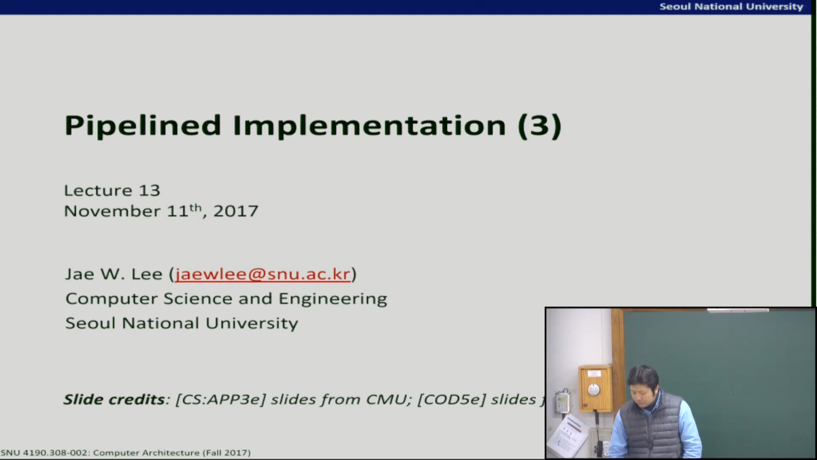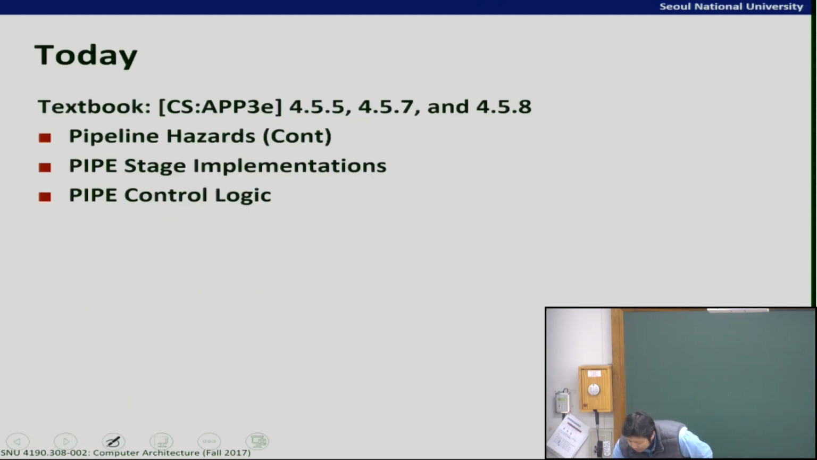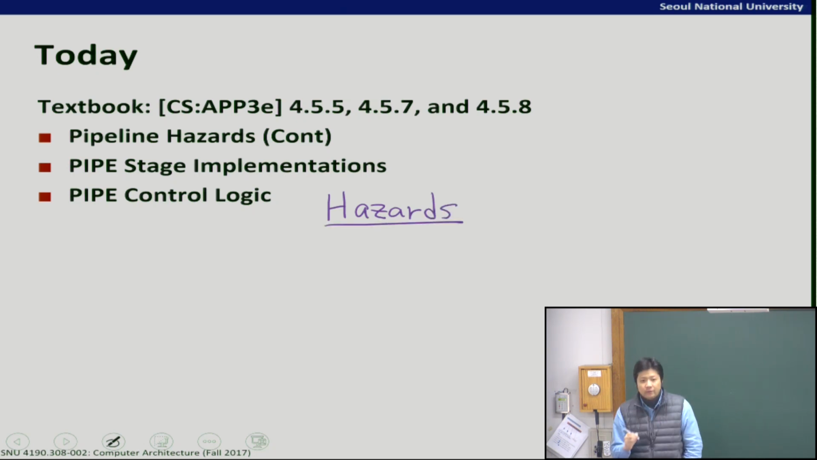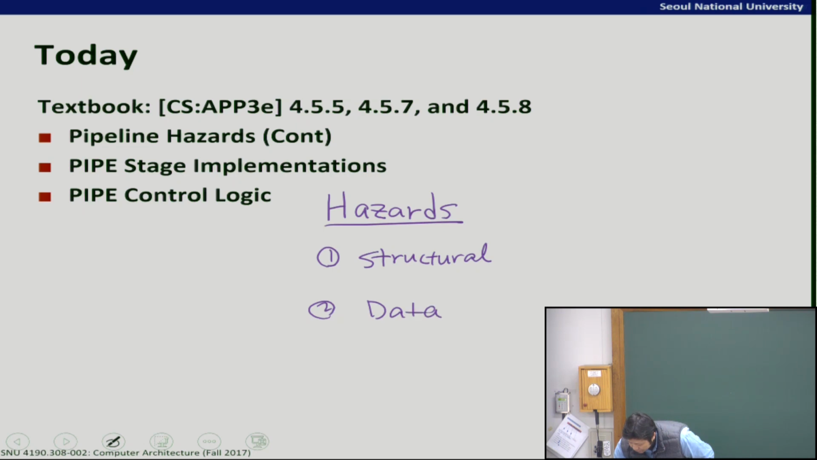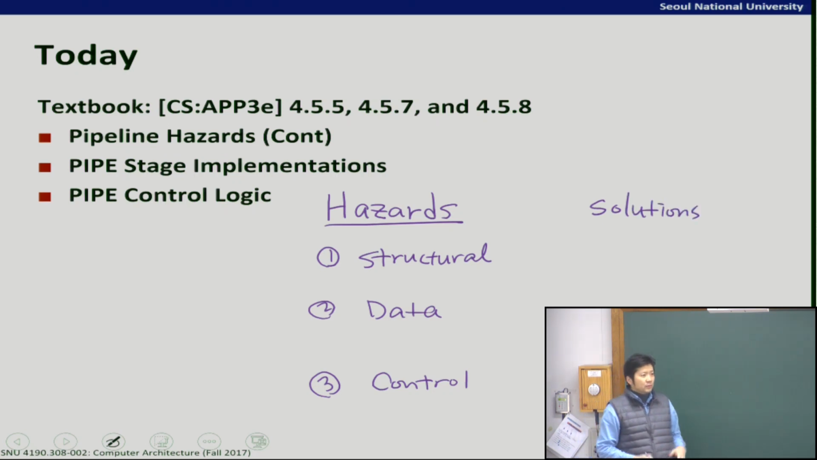Okay, so let me give you the big picture first. If you remember this classification, let's say there's hazard, and there are three causes for hazard. The first one was structural hazard. The second one is data hazard. And the third one is control hazard. Okay? So what are the solutions for this hazard? For structural hazard, what will be the solution?